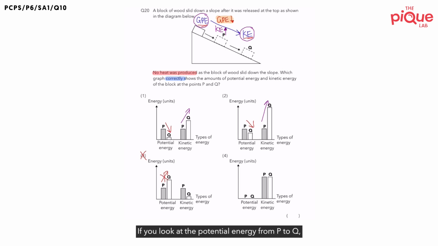If we look at the potential energy from P to Q, did it decrease? No. In fact, did the block of wood at P and Q even possess potential energy? No. But is that possible? No. Remember, the potential energy should decrease. Therefore, 4 is out. But isn't that strange?